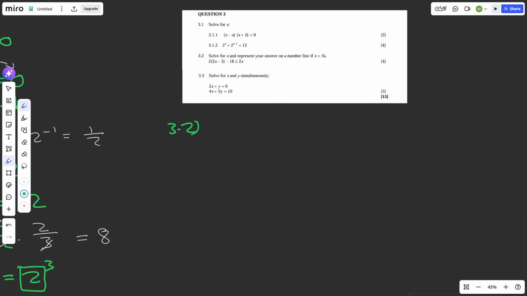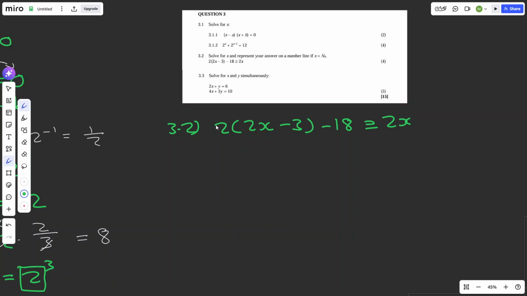Okay then, so let us write it down. We have 2 times (2x minus 3) minus 18 greater or equal to 2x. So here we are given an inequality. We want to solve for x, and our answer has to be on a number line. Let us see how we can go about doing this.